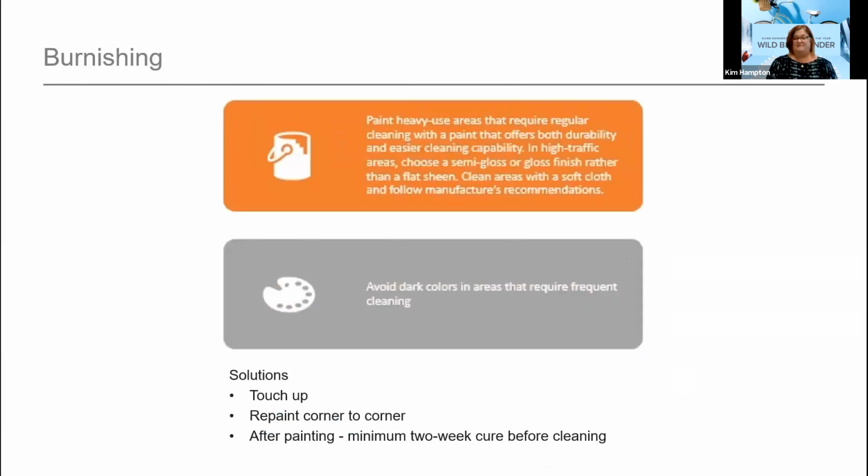Heavy traffic areas require a durable and cleanable paint. A semi-gloss or gloss finish would be appropriate. Use soft cloths and mild cleaners recommended by the manufacturer. Avoid using dark colors that require frequent cleaning. Some solutions to burnishing are touching up the area, repainting corner to corner, and waiting a minimum of 2 weeks after painting to allow the paint to cure before cleaning.